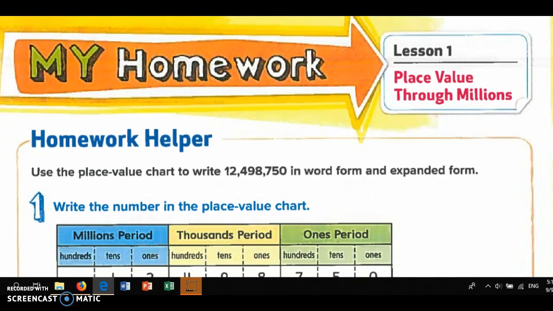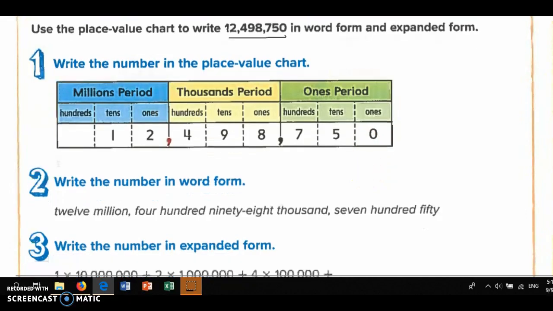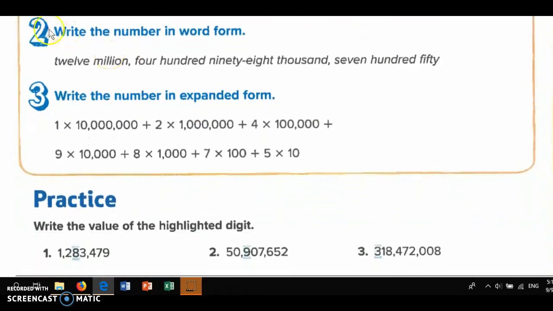Let's look at the homework that you have to do for me. We are working with 12,498,750. This is what it looks like when we put it in the place value chart. We write the number in word form and then we write it in expanded form.